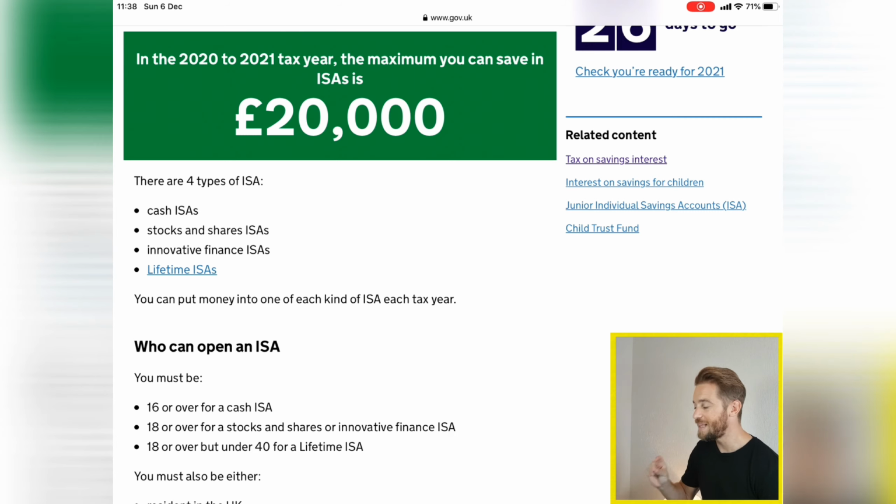But wait. In this type of ISA, you can either hold cash, like the first example, which I said isn't the best, or you can hold stocks and shares. Now, with the cash ISA, it's a bit of a waste of time. Probably £165,000 by the time you're 60, if interest rates stay the same, will end up becoming 180 or 200,000 maybe, which again isn't too bad. But what if you held stocks and shares in this ISA? Let's take a look at what might happen then.